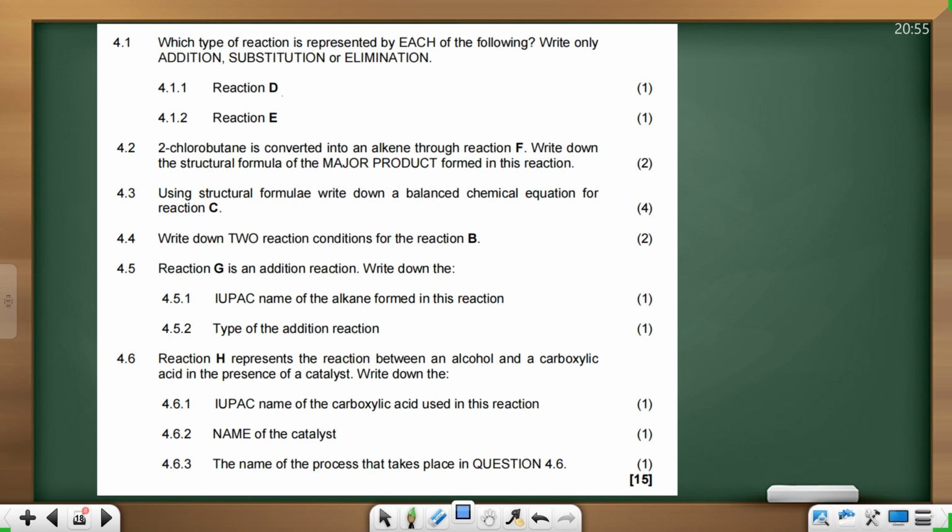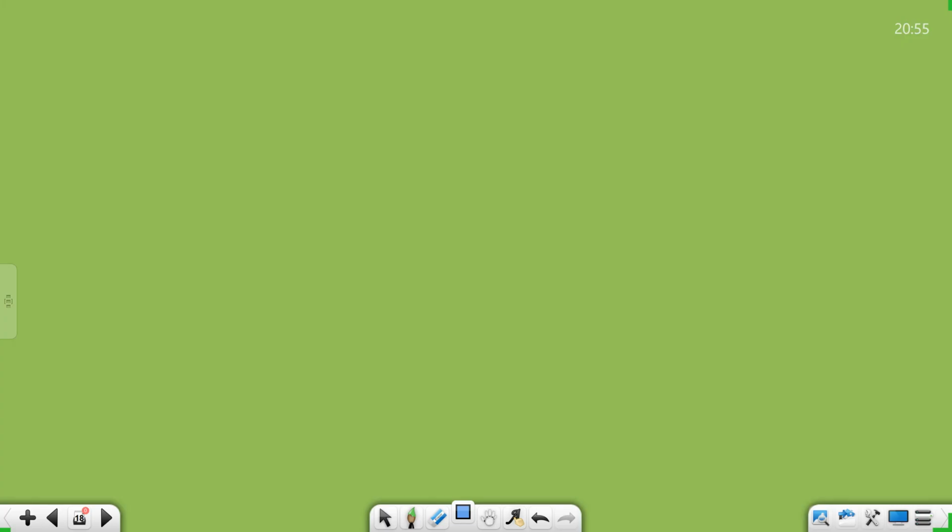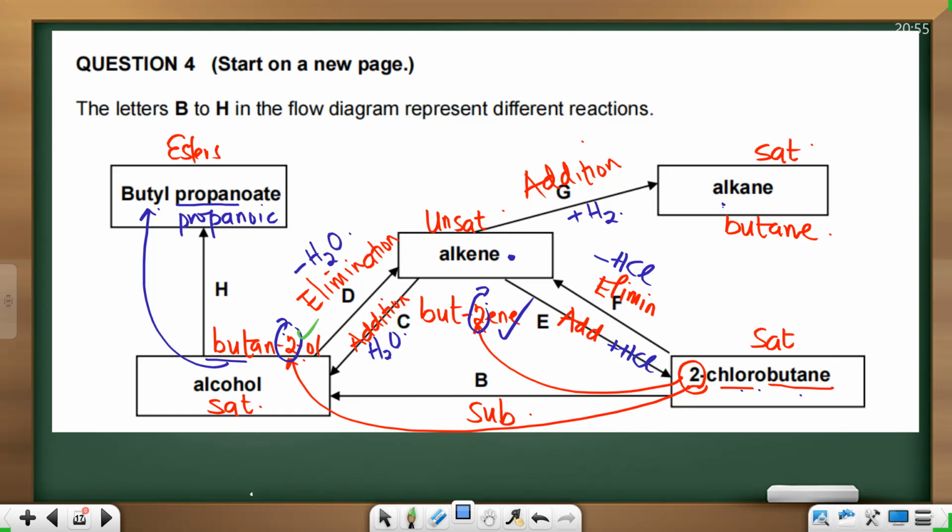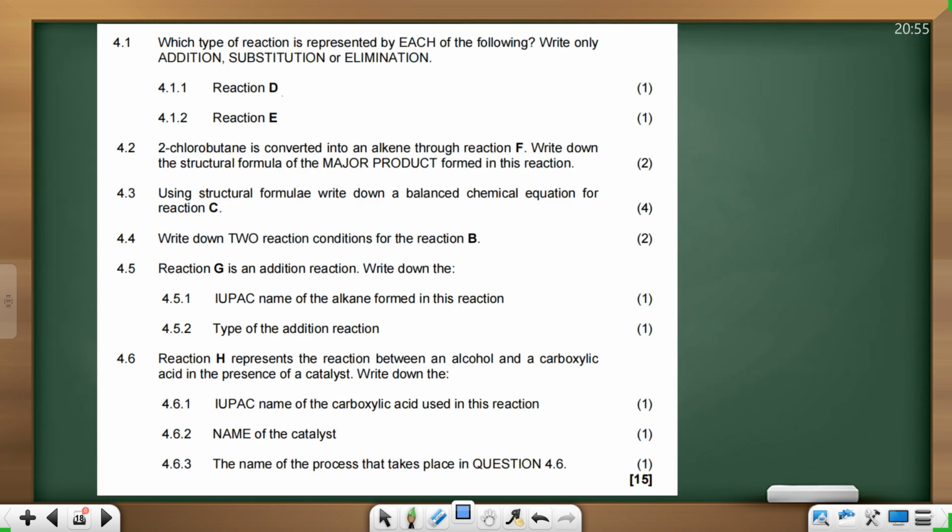Reaction G is an addition reaction. Let's see if we got it right. Reaction G. I hope we got it right. They said reaction G. Where is G? Oh, yeah, we got it. Do you see? We got it.